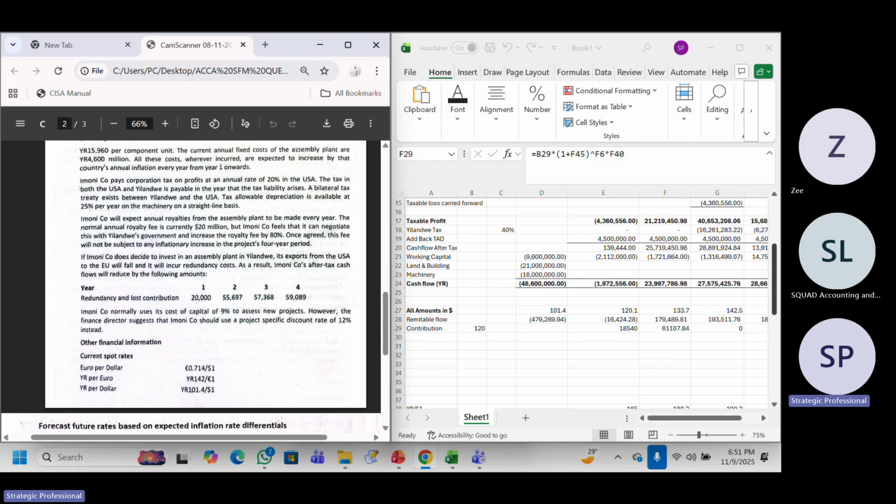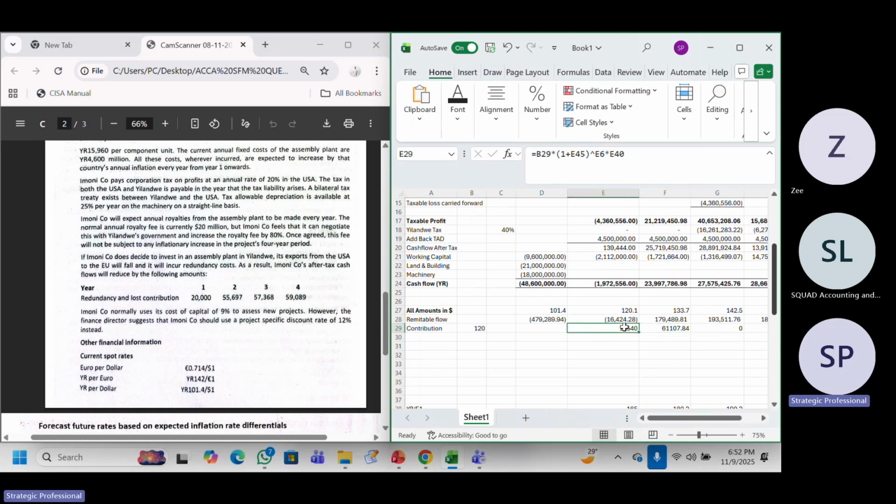If you notice, they said the current annual fixed cost of the assembly plants are 4.6 million. All these costs, wherever incurred, are expected to increase by that country's annual inflation every year from year 1 onward. What does this suggest to us? You know that inflation is only on cost, meaning that this contribution will not be affected by inflation. Do you understand?